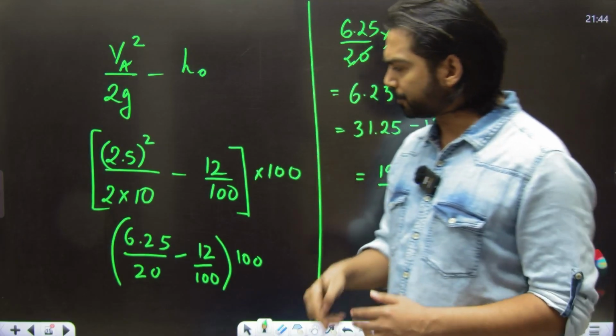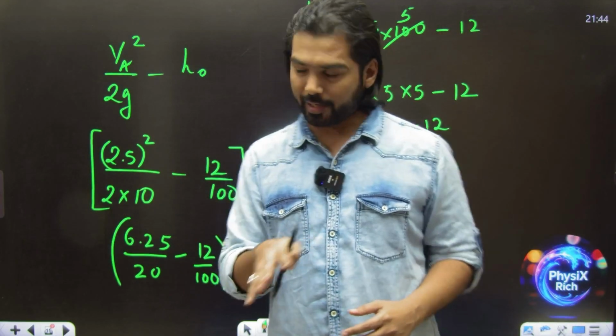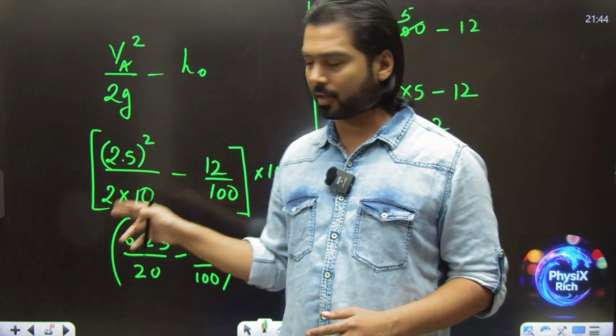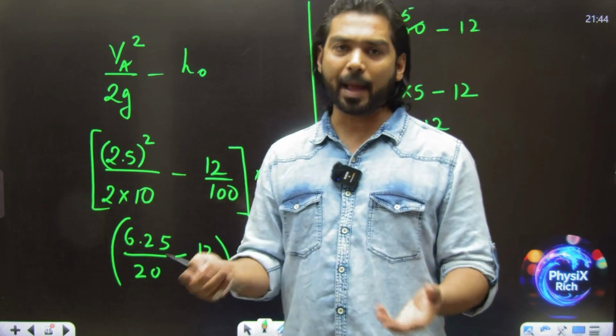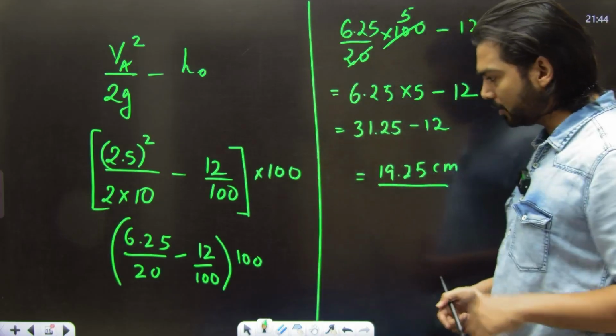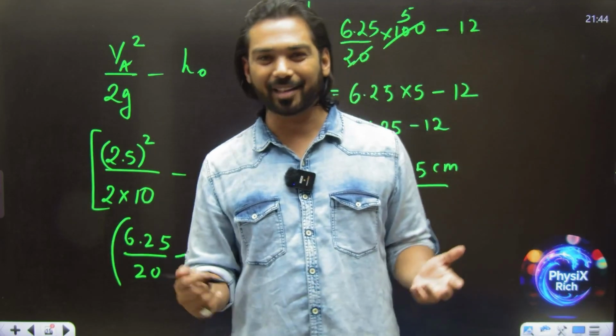And I'll tell you what, if you take this 10 close to 9.8, if you don't take g as 10 and if you take it as 9.8, then perhaps you will get an answer closer to 20. Okay, so yeah, that was it.